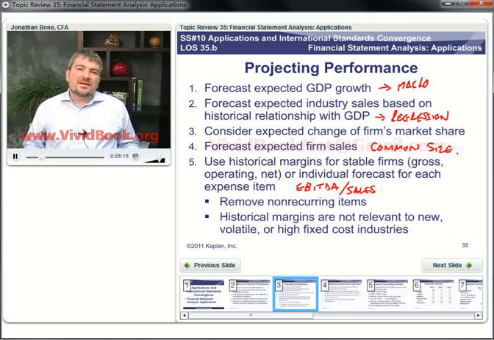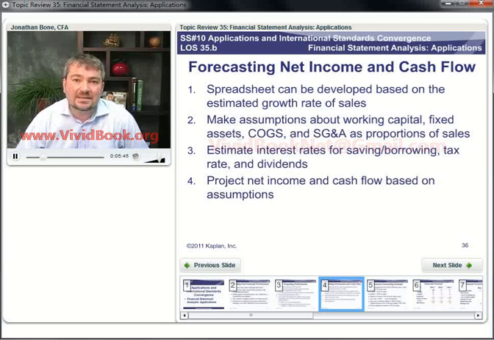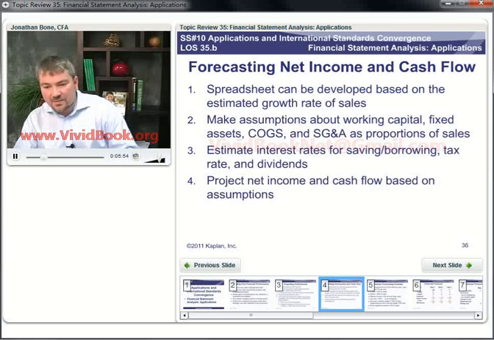Now, of course, what we can then do is build a spreadsheet developed based on the estimated growth rate in our sales. So we're going to need to make assumptions about working capital, normally as a percentage of sales, fixed assets and capital expenditure, again normally as a function of sales, cost of goods sold as a function of sales, sales, general and admin as a function of sales. We're going to need to estimate future interest rates because of course that will affect our interest expense. We're going to also need to forecast future tax rates because of course that will affect our tax expense. Once we've got all these items, we can produce net income and cash flow based on these assumptions. Okay, well let's have a little look at an example.